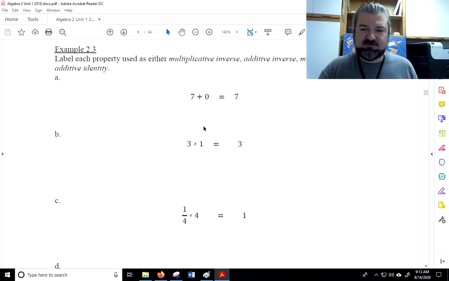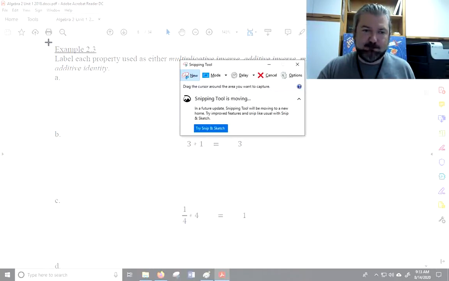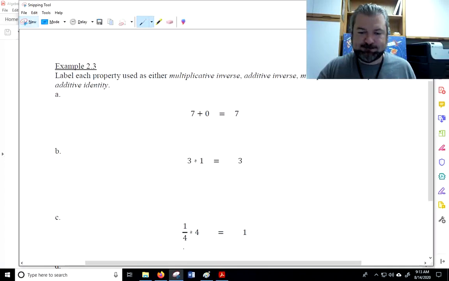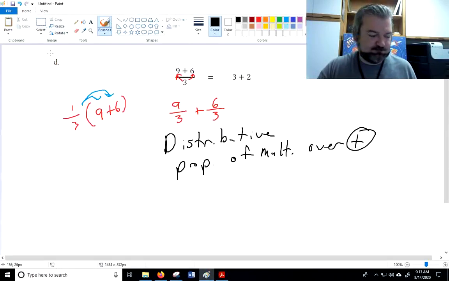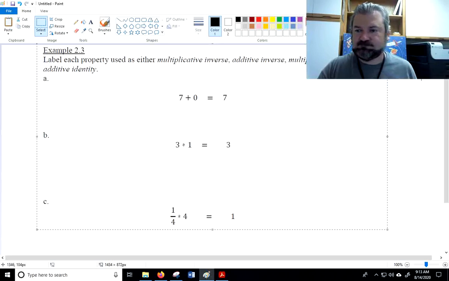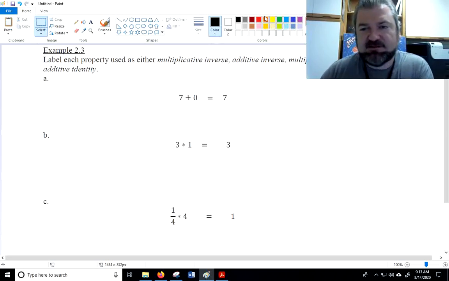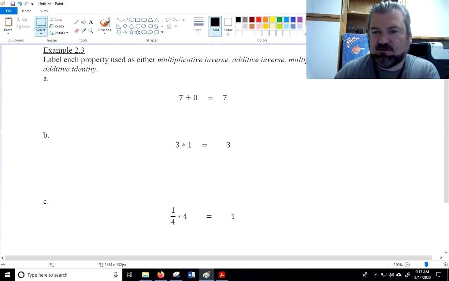Next, we're going to label each property as either the multiplicative inverse, the additive inverse, the multiplicative identity, or the additive identity. Okay, so again, we need to talk about what these terms are, and I don't want to belabor the point too much right now. I want you to have just an intuition for it.